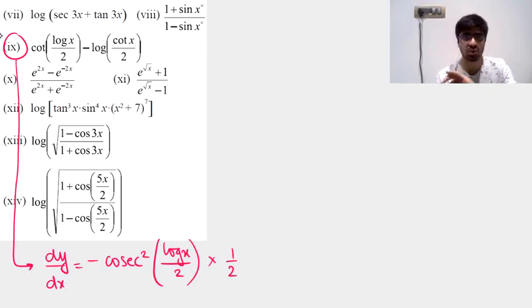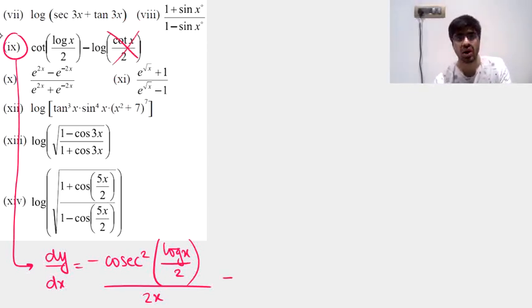That will be 1 by 2, a constant coming out of the derivative, and the derivative of log x, which is 1 upon x. So we can simply say it is 1 upon 2x. So you can write this safely as minus cosec square (log x by 2) upon 2x. Yeah. So that's the derivative of your first term, and with that we go ahead with the derivative of your second term. That will be minus log of cot x by 2.